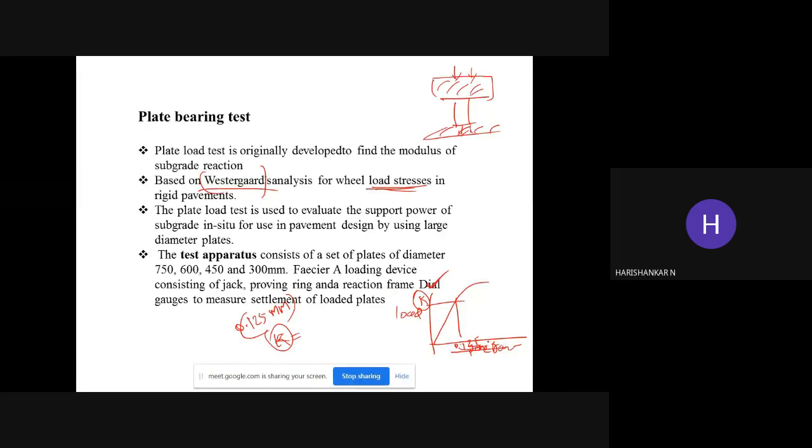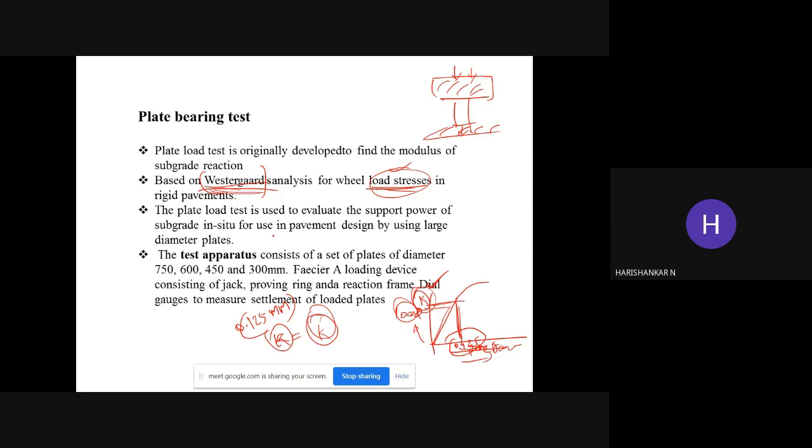if they have given the penetration and load values, that means the displacement and load values, then what you should do is draw the graph and take the value corresponding to 0.125. If you take the value corresponding to 0.125, then you will directly get the K value, and you can put this K value in Westergaard's equation. In Westergaard's equation you have a parameter K, and you put that value here, and you will get the wheel load stress. In that way you can calculate the wheel load stress, and you can find out the thickness.